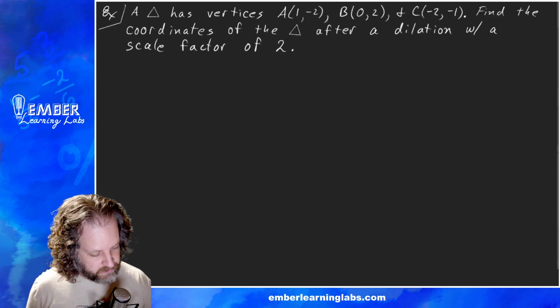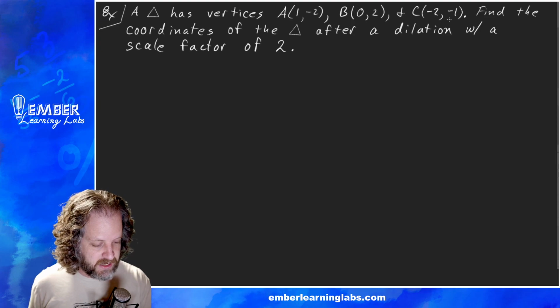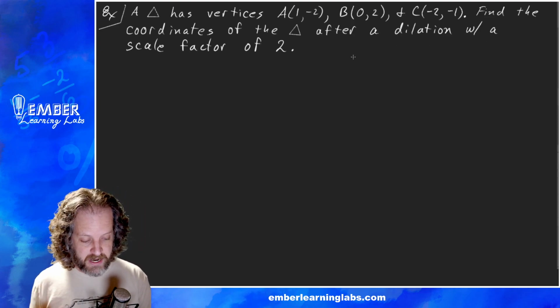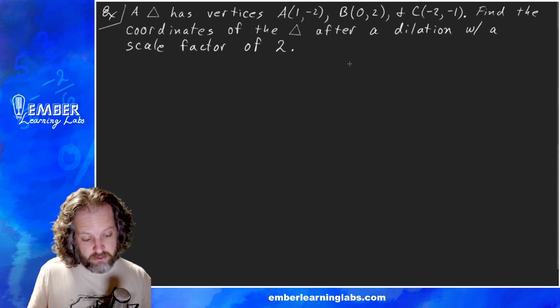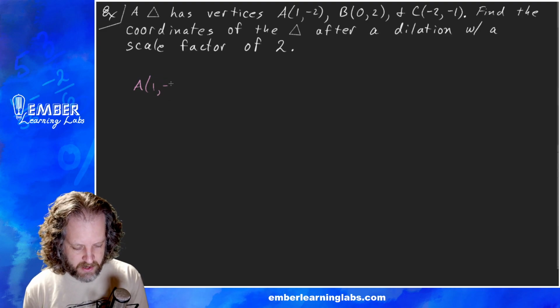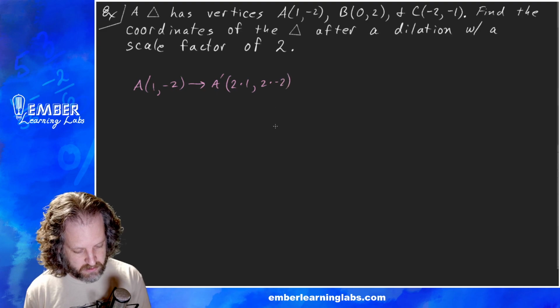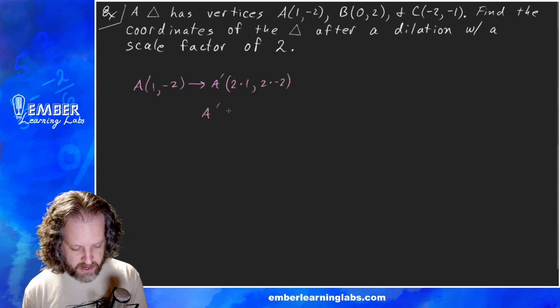So a triangle has vertices at A (1, -2), B (0, 2), and C (-2, -1). We're going to find the coordinates of the triangle after a dilation with a scale factor of 2. So to do that, we do just this exact same thing. So we've got A is (1, -2). I have to put my comma, right? And we're going to translate that to A prime, the dilated version of A. And so we're going to do 2, the scale factor, times the components. So 2 times 1 and 2 times -2, right? And so A prime is (2, -4).